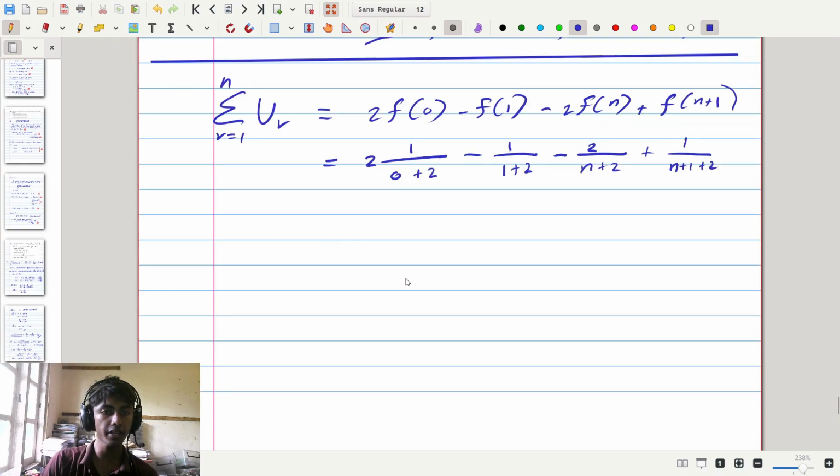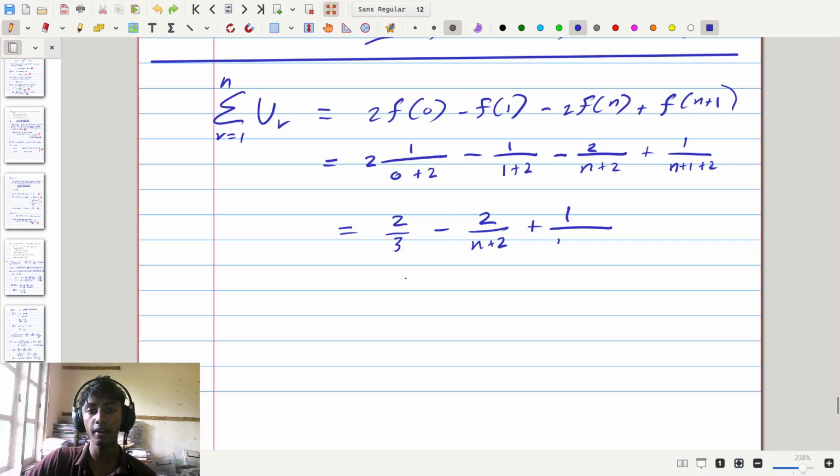Now, simplifying this down, we can see the first term here is 2 times 1 over 2, which is 1, and the second term here is 1 over 3, so we get 1 minus 1 over 3, which is going to be 2 over 3, and then we have minus 2 over n plus 1 and n plus 2, and then plus 1 over n plus 3.